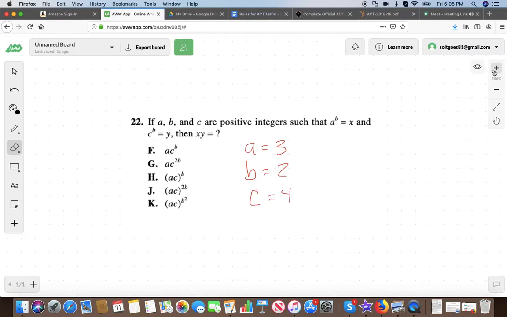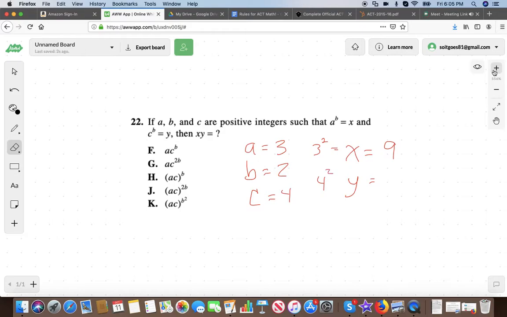Does that make sense? Great. All right. So what's x equal? It's going to be easy. X equals a to the b power, so 3 squared is 9. Does that make sense? And then what's y equal? 4 squared, which is 16.